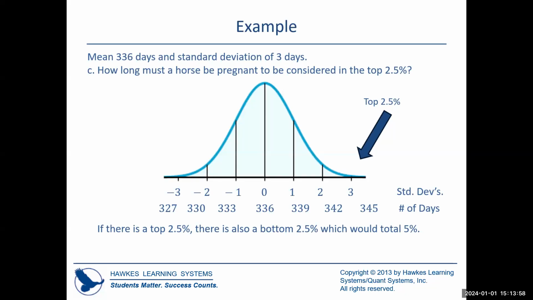Now if there is a top 2.5%, there also has to be a bottom 2.5% by symmetry. If we total those, it would be 5%. Now if we take 100 minus 5, that gives us 95%. That implies 2 standard deviations above or below. So this means the value for the top 2.5% would have to be at 342 days. So the area to the right of 342 days has to be 2.5%. And that concludes this portion of the Chapter 3 video.